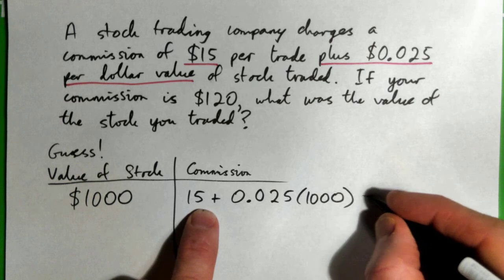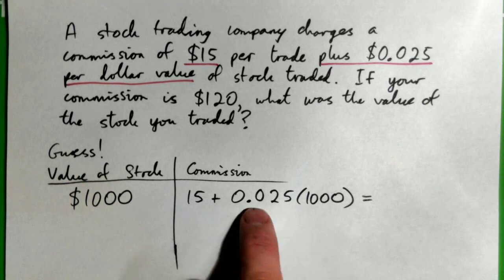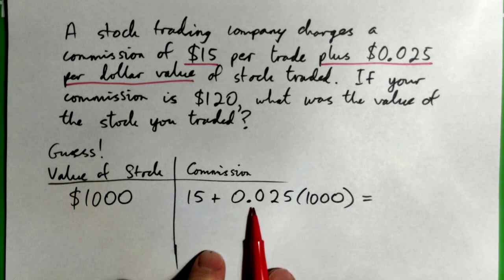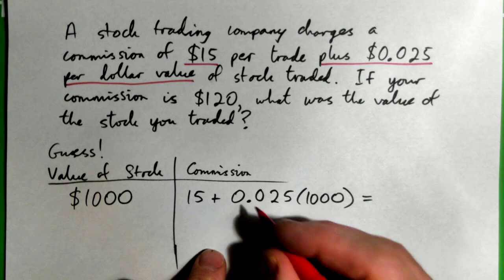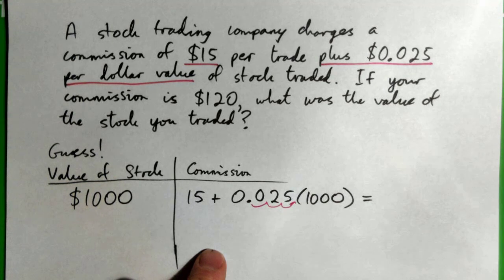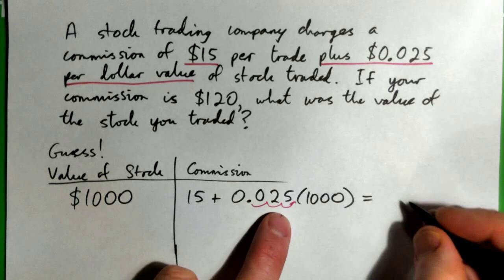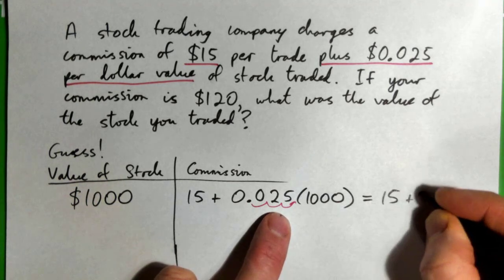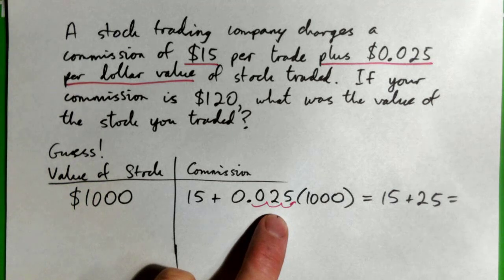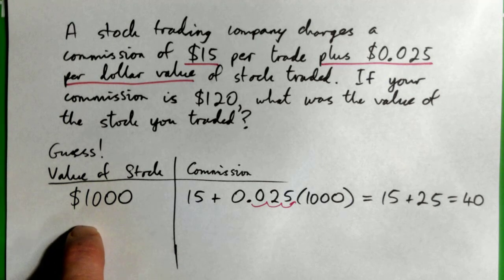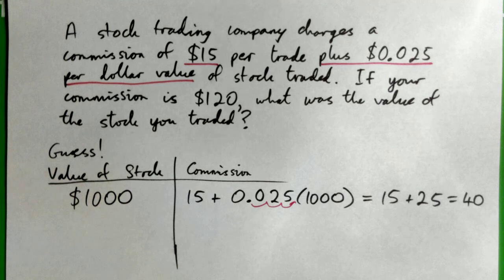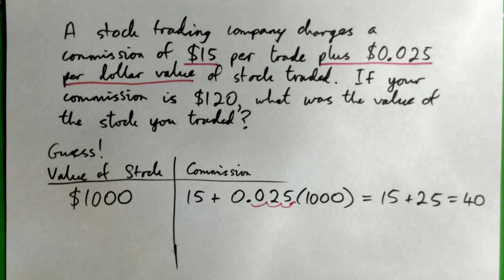Now, by the way, if I multiply this by 1,000, what happens to the decimal point? Yeah, 1, 2, 3 over there. And that gives us 15 plus 25, which is what? Yeah, $40. So to trade $1,000 of stock from Amazon to Apple or whatever, that's $40.